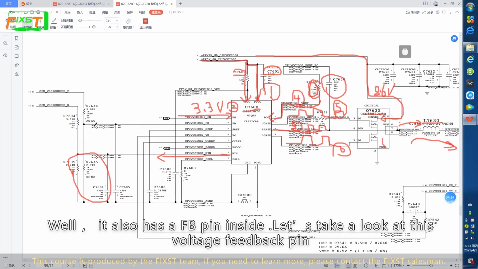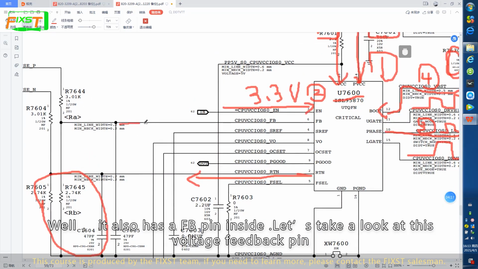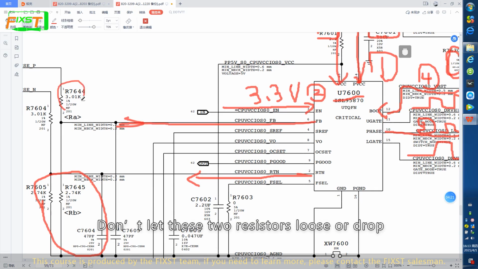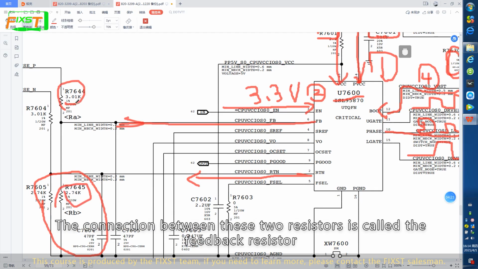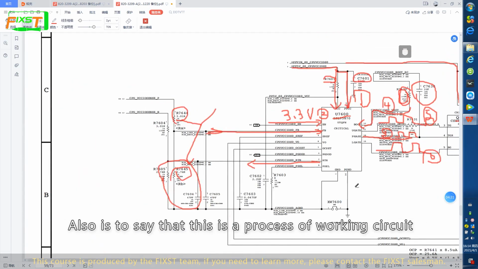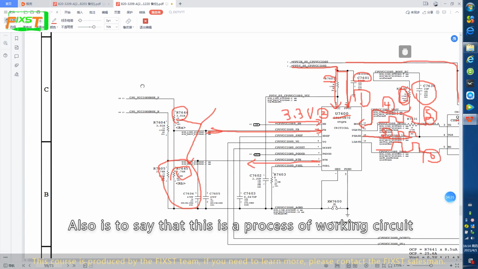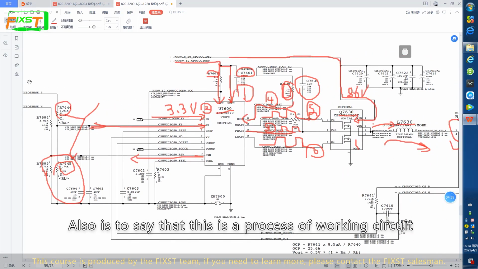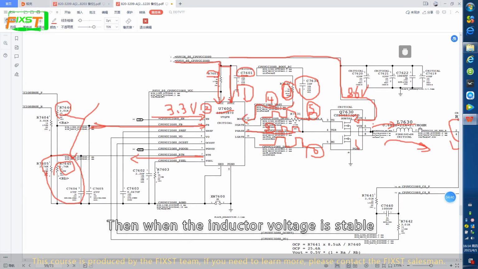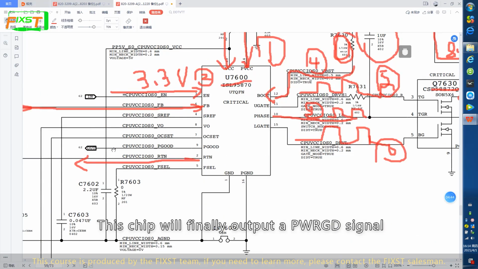There is also an FB pin inside. Let's take a look at this voltage feedback pin. Don't let these two resistors lose or drop. The connection between these two resistors is called the feedback resistor. Also, this is the process of the working circuit. Then when the inductor voltage is stable, this chip will finally output a PWRGD signal.